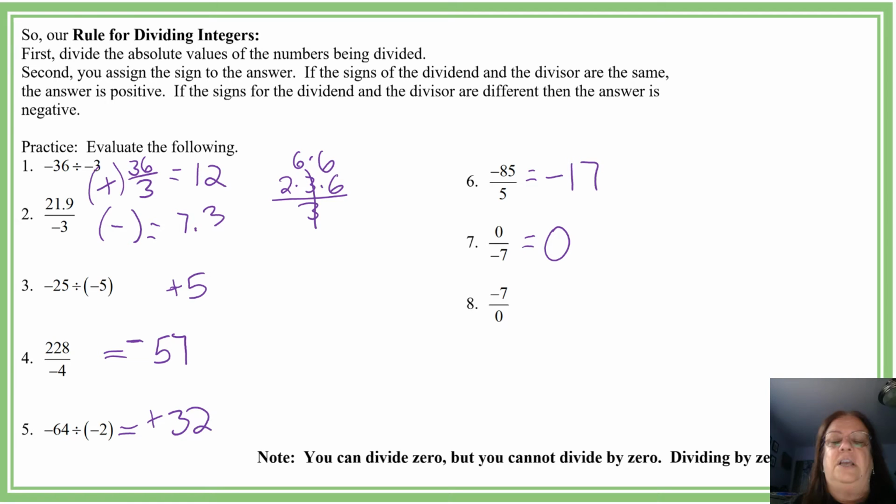Whereas on the other hand, number 8 is negative 7 0ths. 0ths? That's not a thing. 0ths does not make sense. So that one you can't do. So this one is actually undefined.